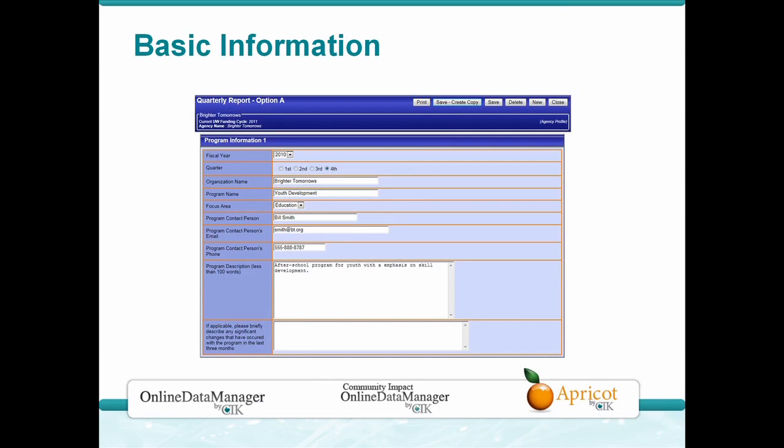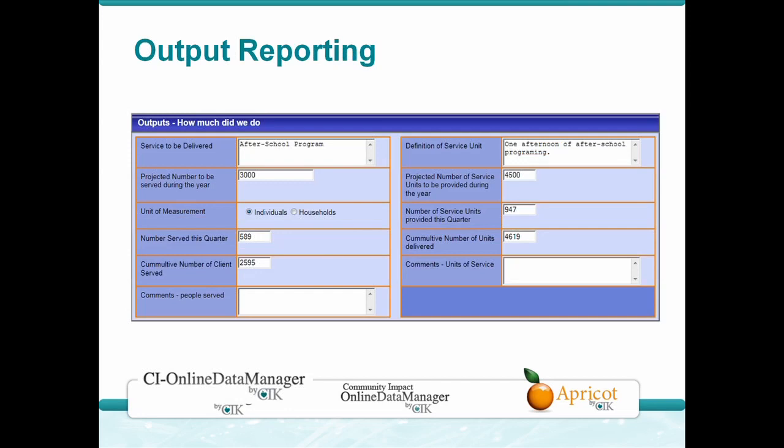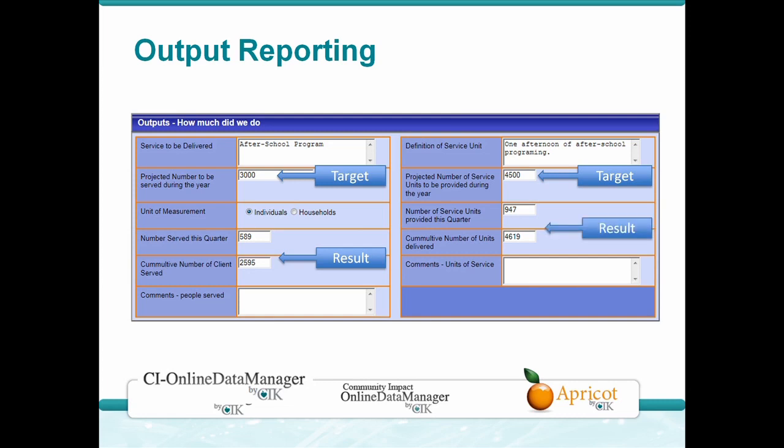So here is just the program fourth quarter report for this program. And here is the target. This agency said that they would serve 3,000 youth in their program during the year. This quarter they served 589, which is the fourth quarter. So totally for the year, this agency served 2,595 kids. They said they would provide 4,500 after school days, the units of service. This quarter they served 947 for a total of 4,619.